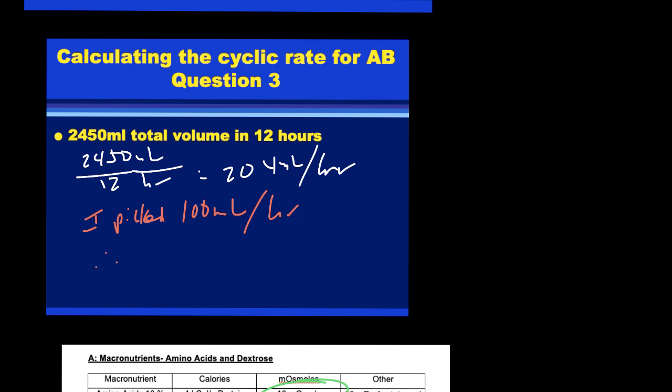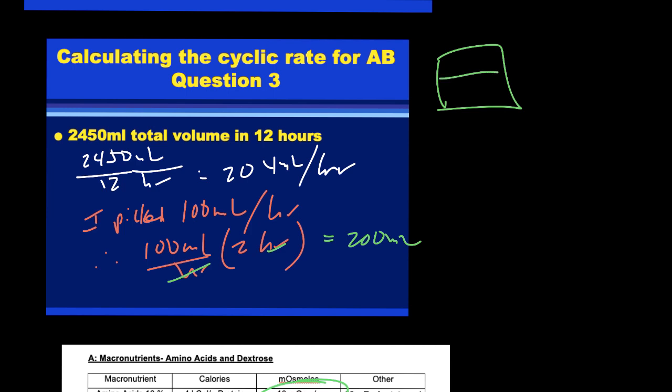So that's 100 milliliters per hour times 2 hours. Units cancel, gives you 200 milliliters. I'll draw your bag again. So here's your bag. Here's your middle fluid, last hour, and your second hour. Here's your line. So this is 100 milliliters at your first hour. This is 100 milliliters at your second hour, giving you a total volume of 200 milliliters.